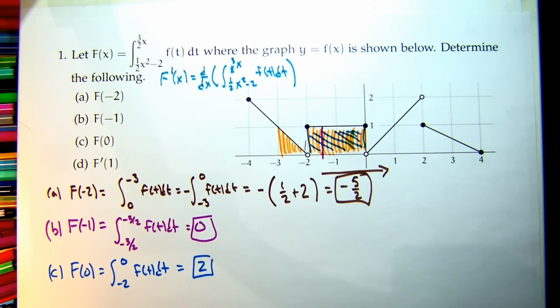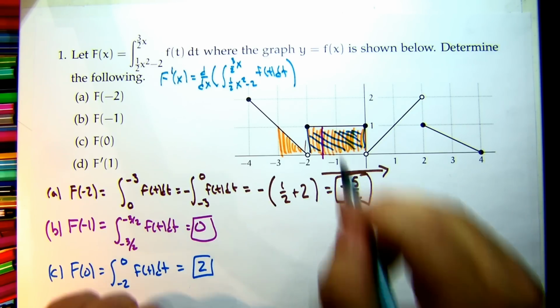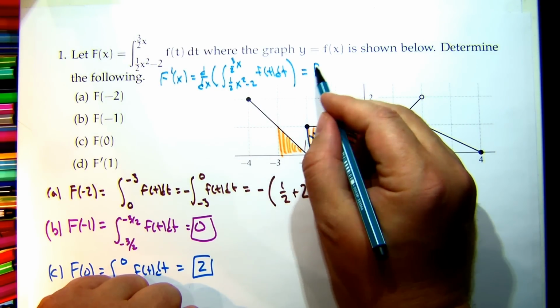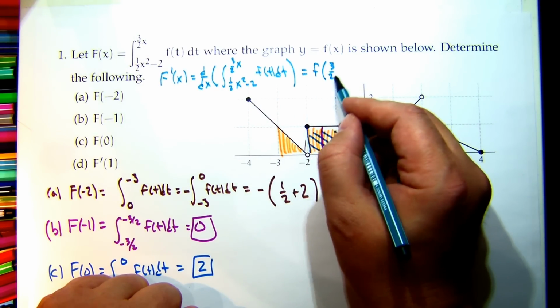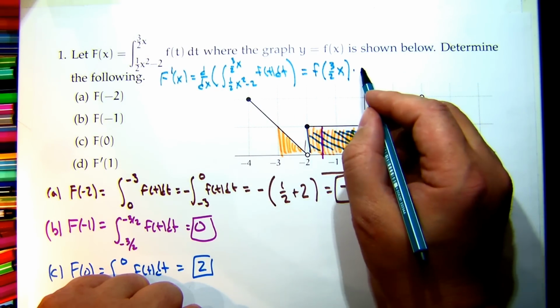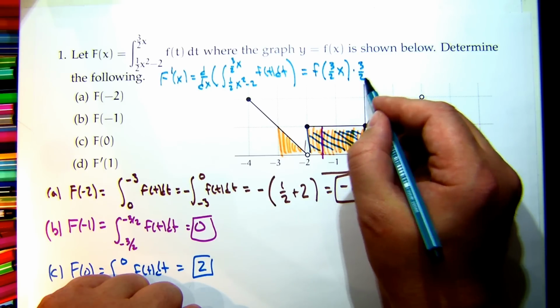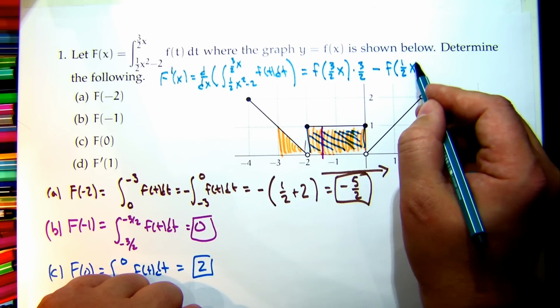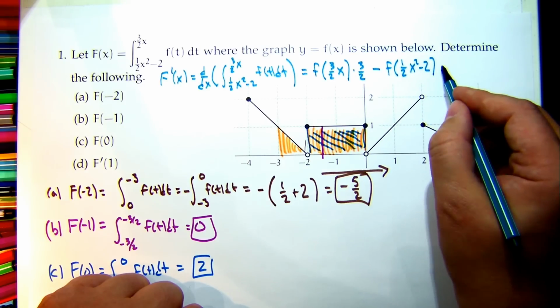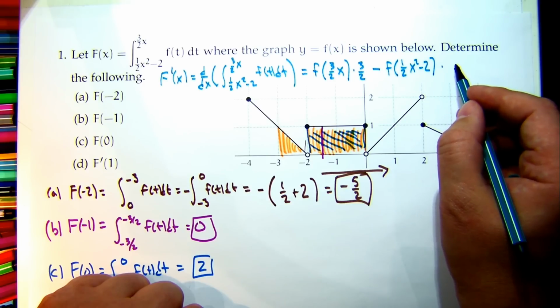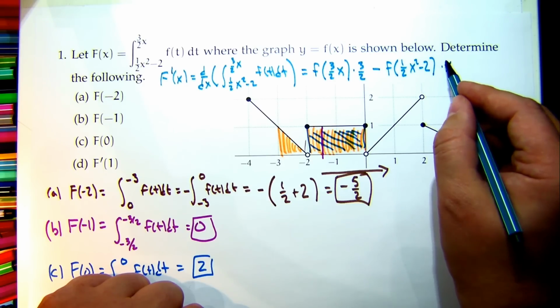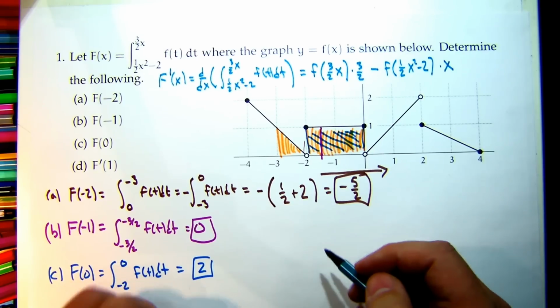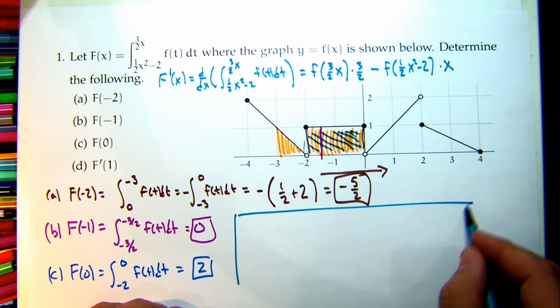All right. So if I go from function to function, there's actually a nice generic rule that says, here's what you do. You say the function f, plug in the top, 3 halves x, times the derivative of 3 halves x. That's 3 halves. Subtract the function f, but now put in the bottom, half x squared minus 2, times the derivative of the bottom, derivative of half x squared minus 2 is x. So that's f prime of x generically.